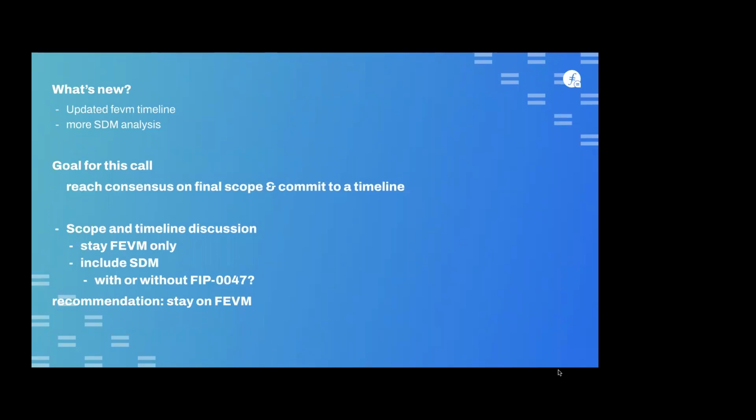We've talked about it before, but I think that goes to all core devs. Can we aim for something like a 6-week network upgrade after FVM? Is that feasible?